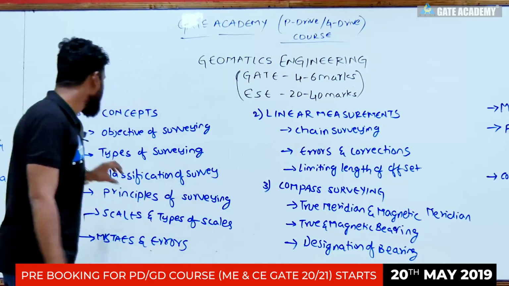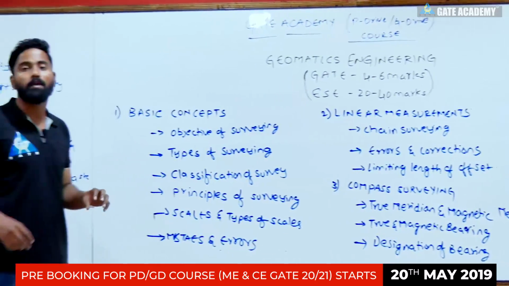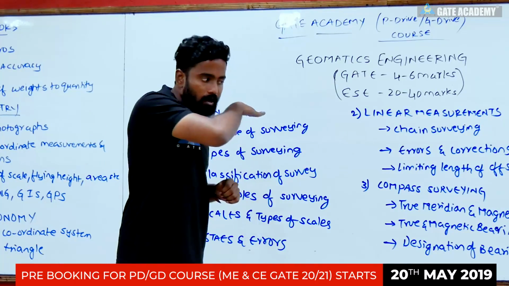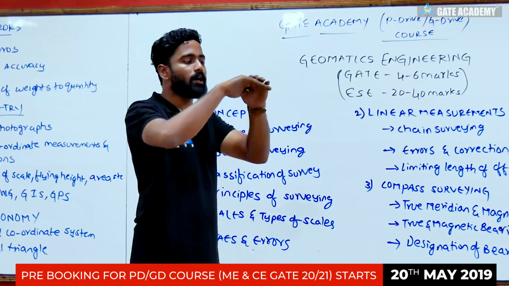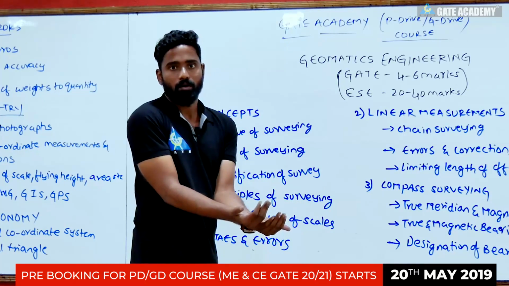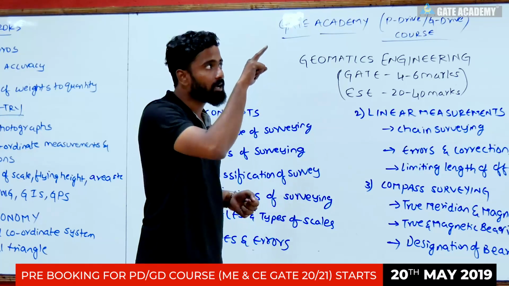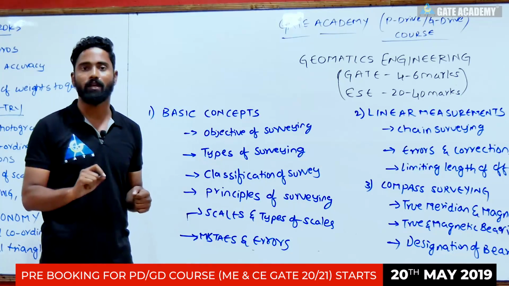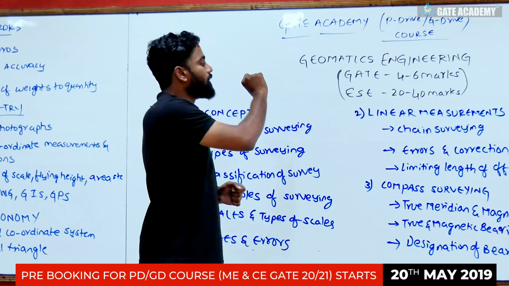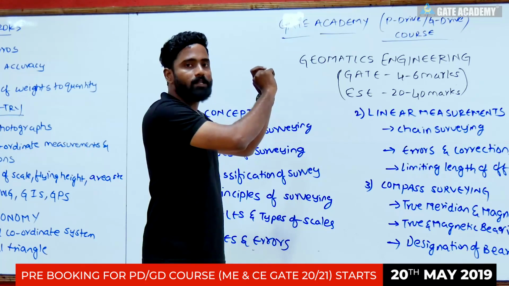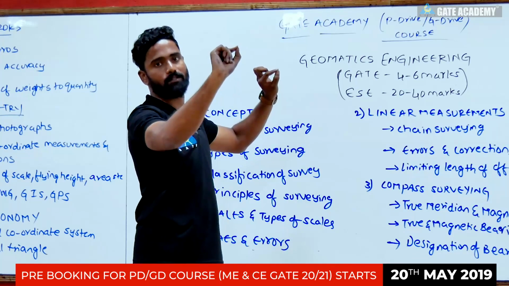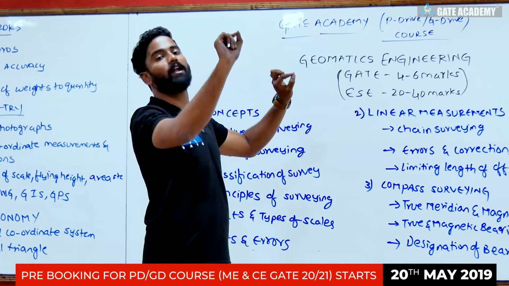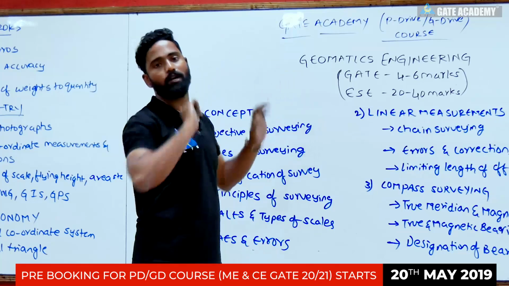In the types of surveying, there will be plane surveying and geodetic surveying. Plane surveying means you don't consider the curvature of the ground. Generally the earth is in the form of a globe, so we have to consider the curvature between any two points. If you consider the curvature, then it is called geodetic surveying. If you don't consider that curvature and say this is the horizontal distance, then it is plane surveying. If you consider the curvature, correct it and calculate the horizontal distance, then it is called geodetic surveying.